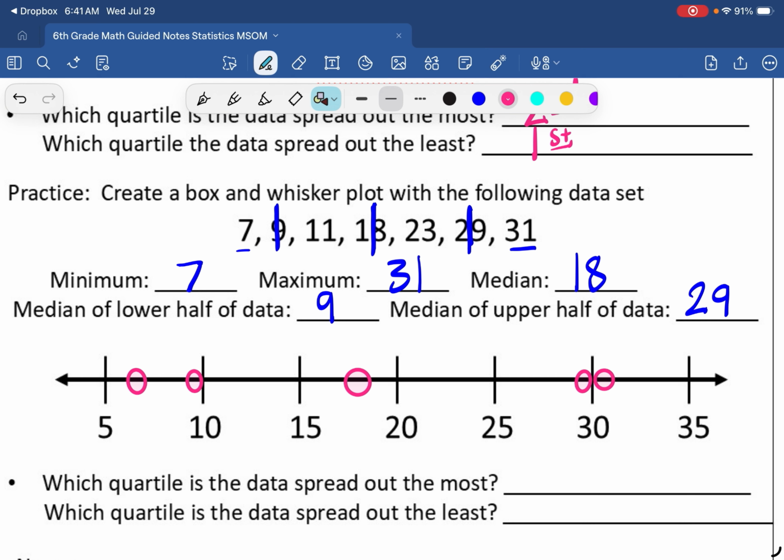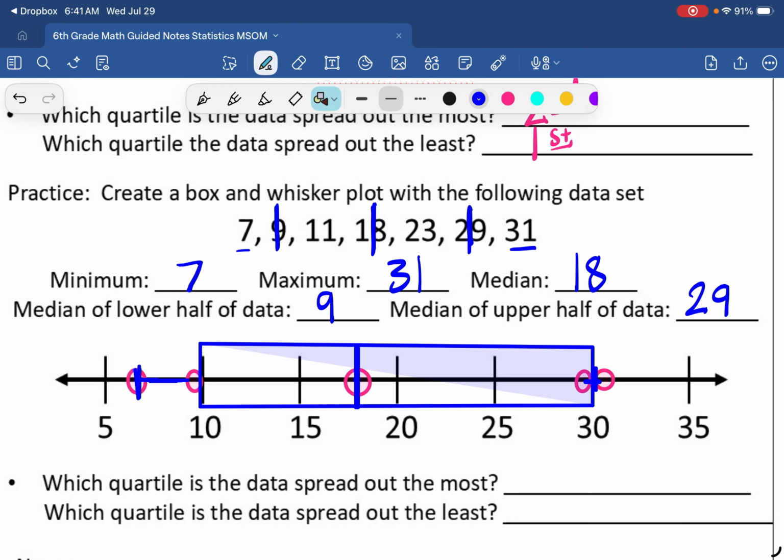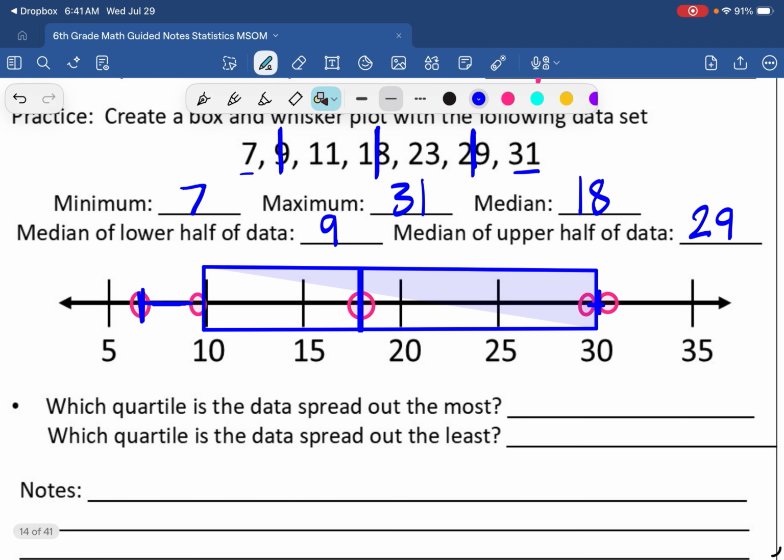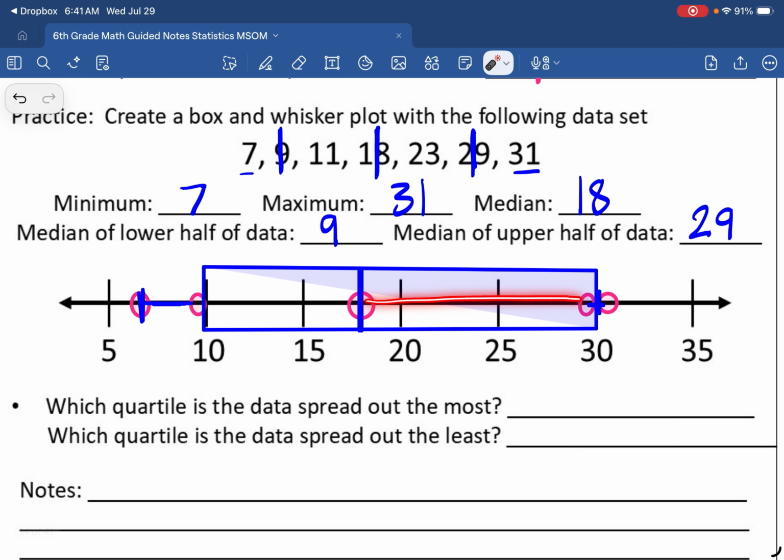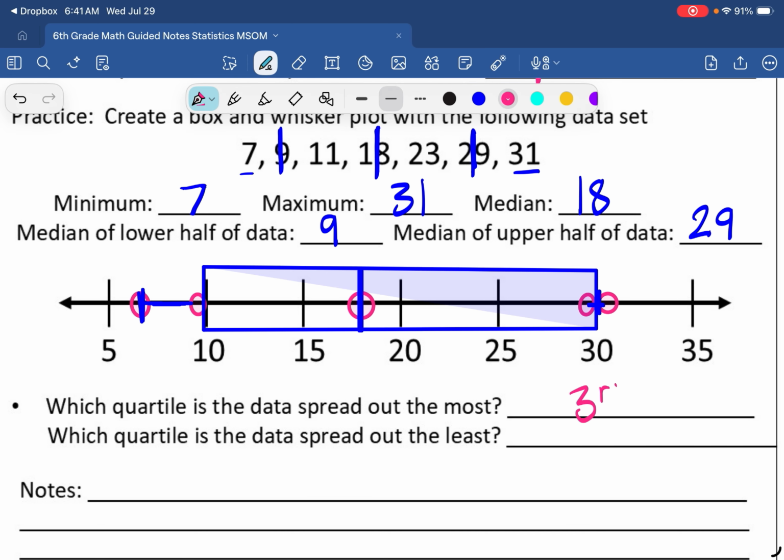Now I'm going to create my boxes and whiskers. So my first one right here will be a whisker right there. And then I'll have a whisker here on the end. That's going to be a short whisker. And then I'm going to create my boxes here in the middle. So it says, which quartile is the data spread out the most? It looks like this one right here is my longest quartile. So that is my third quartile. And which one is the data spread out the least? It's going to be this one right there, my fourth quartile.